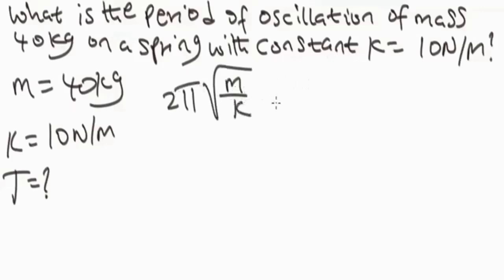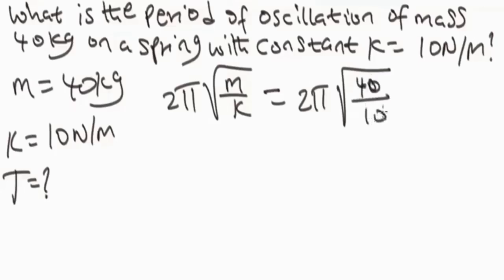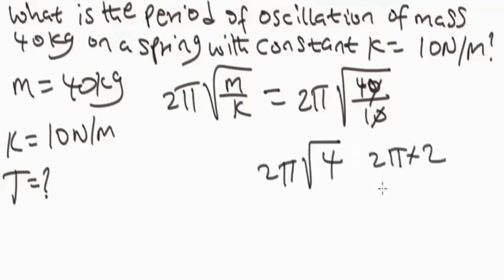Since we have mass and spring constant, we're going to have 2 pi square root of 40 over 10. The mass 40 is in kg, so no need for converting. When you simplify this, you have 2 pi square root of 4. The square root of 4 gives us 2. So then you have 2 pi times 2. So the answer to this question, if you are leaving it in pi, will be 4 pi seconds. That would be the answer to this problem.